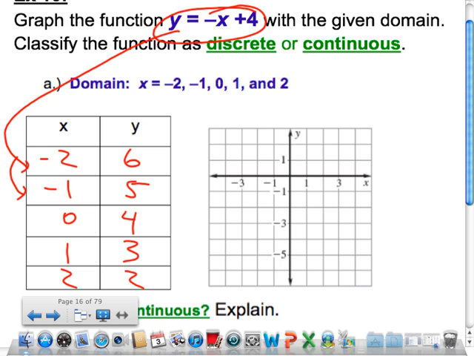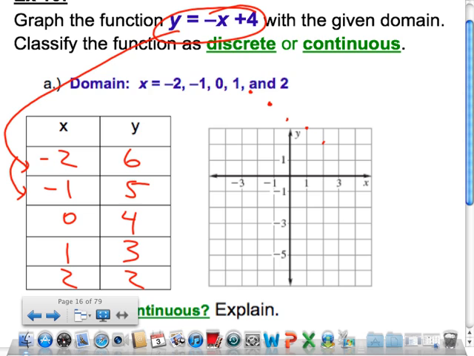Plot your points. -2 comma 6. -2, 1, 2, 3, 4, 5, 6. Going off the page there. -1 comma 5. -1, up 1, 2, 3, 4, 5. I should probably erase these other dots because you can't really tell which one's the graph. And then 0, 4, and 1, 3, and 2, 2. Sorry about the graph here. Clearly, I put the wrong one there.